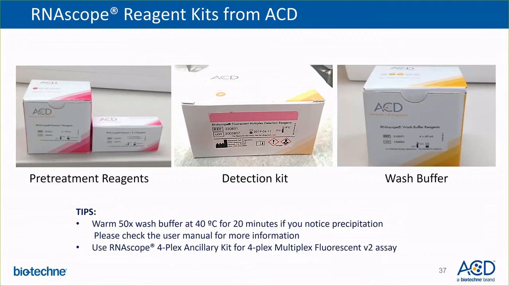This is a standard RNAscope kit configuration, which includes the necessary pretreatment reagents shown on the left, the detection kit in the middle, and the wash buffer. Not pictured here are the probes. The reagent kit comes with 3 kits, which includes the pretreatment reagents, the detection, as well as the wash buffer. RNAscope 4-plex ancillary kit is required if you're planning to detect 4 targets with the V2 assay. Wash buffer stocks may show some precipitation on storage. Please make sure to warm the 50x stock at 40 C for about 20 minutes or until the precipitation is gone.